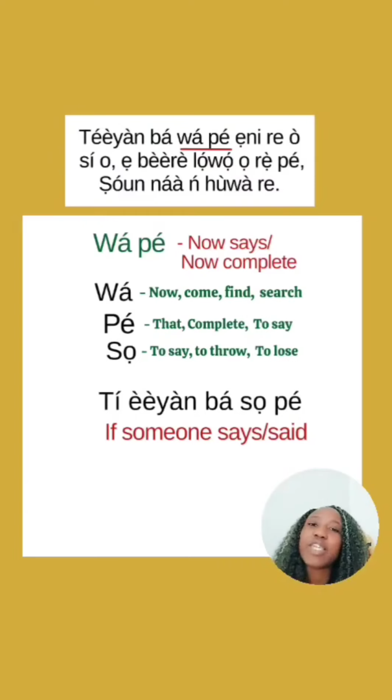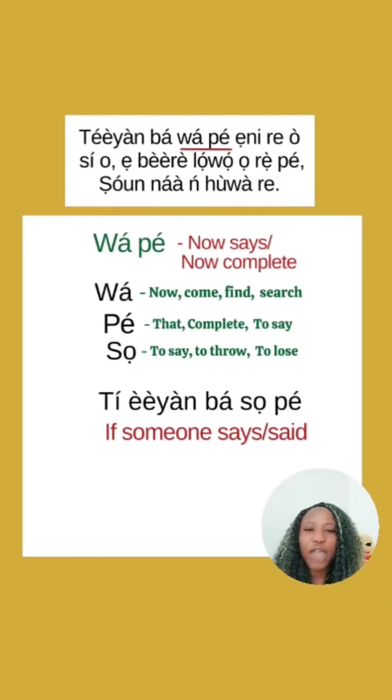Okay, so in this slide, we're going to be looking at the next phrase, which is wá pé, wá pé. I hope you're practicing the pronunciation as I'm saying these words, because I want you to be engaged in this lesson, and this is the only way it will help you. Don't just look at it, please try to be involved in it. Wá pé means now say, but it can also mean now complete. It depends on the context of the sentence. Also, it kind of depends on the region. Wá pé is not something you would hear in day-to-day conversation to mean now say, unless you're in the Oyo region or towards Ibadan.